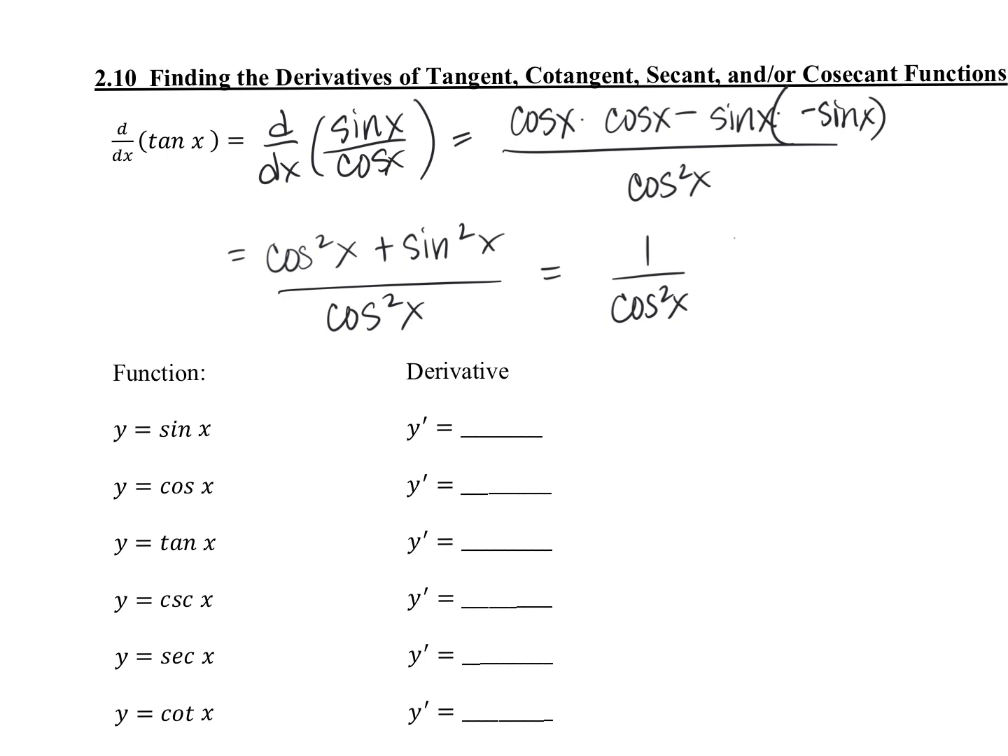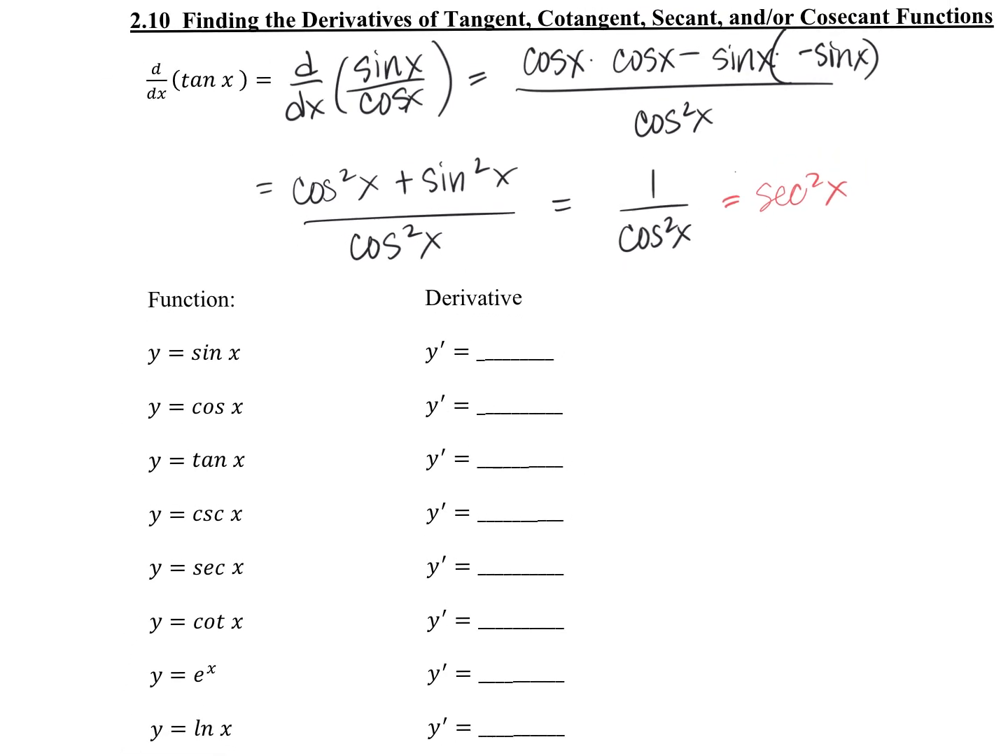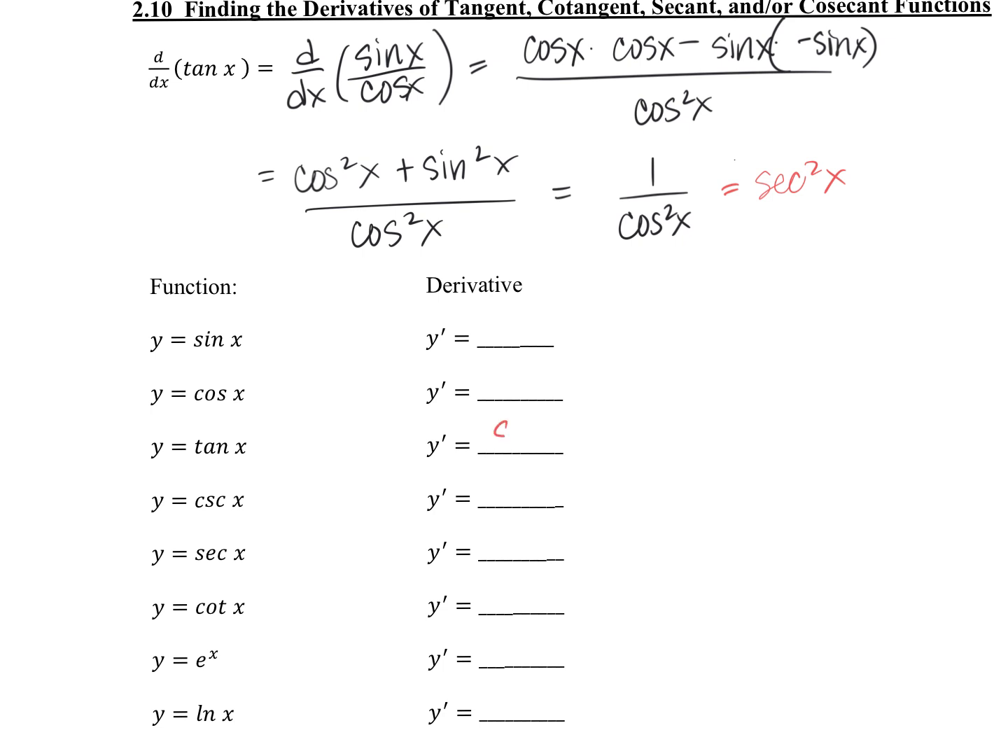So we can't be saying that cosine's gone and we're just left with sine squared because it also has to be divided. You guys, 1 over cosine is the same as secant. So 1 over cosine squared is the same as secant squared. You guys just found the derivative of tangent. The derivative of tangent is secant squared.